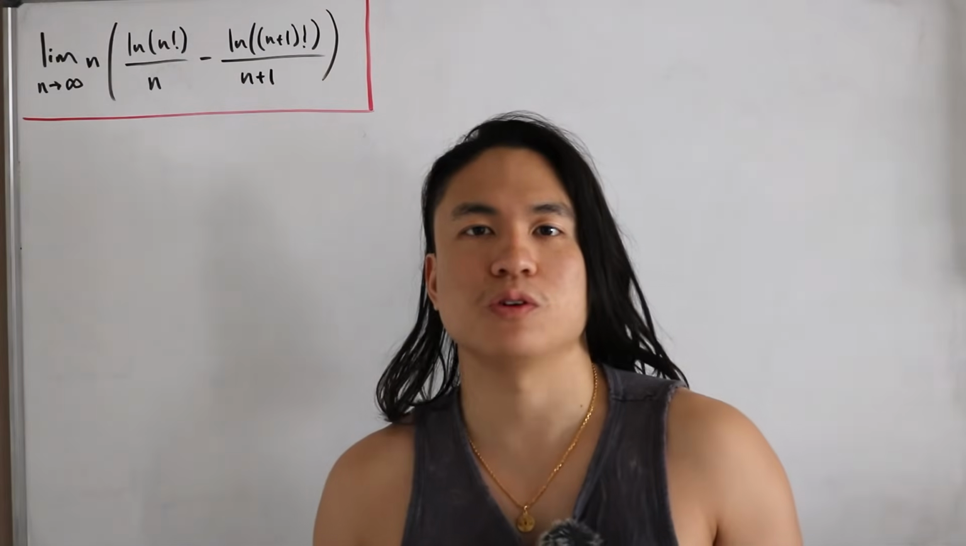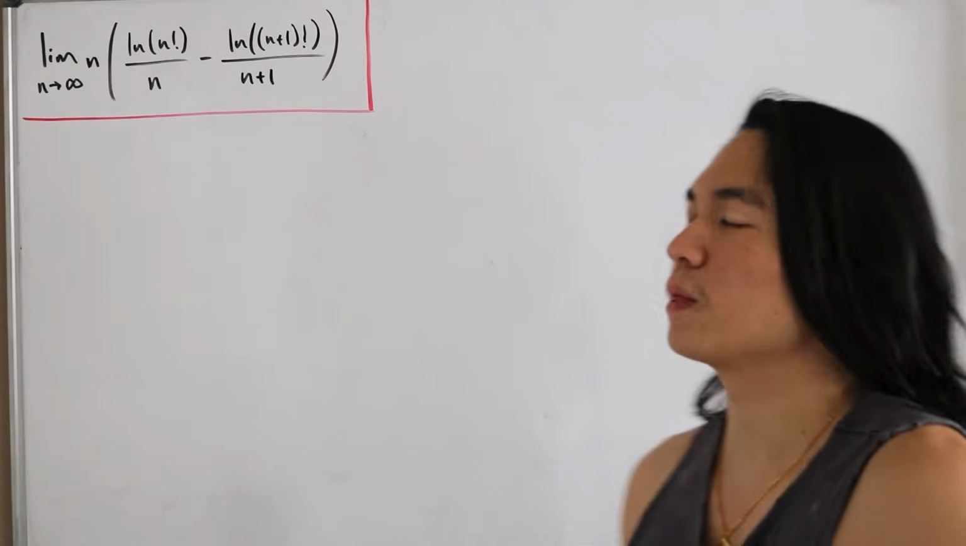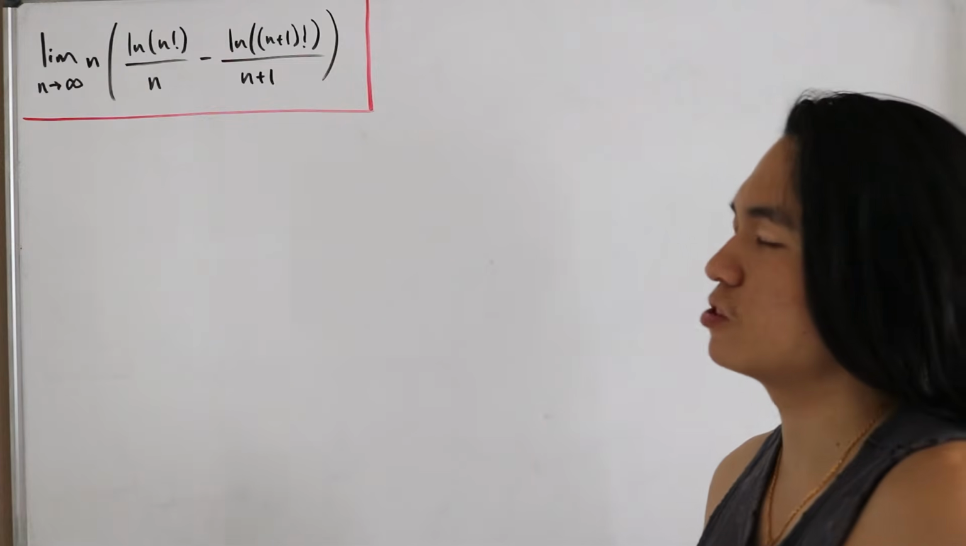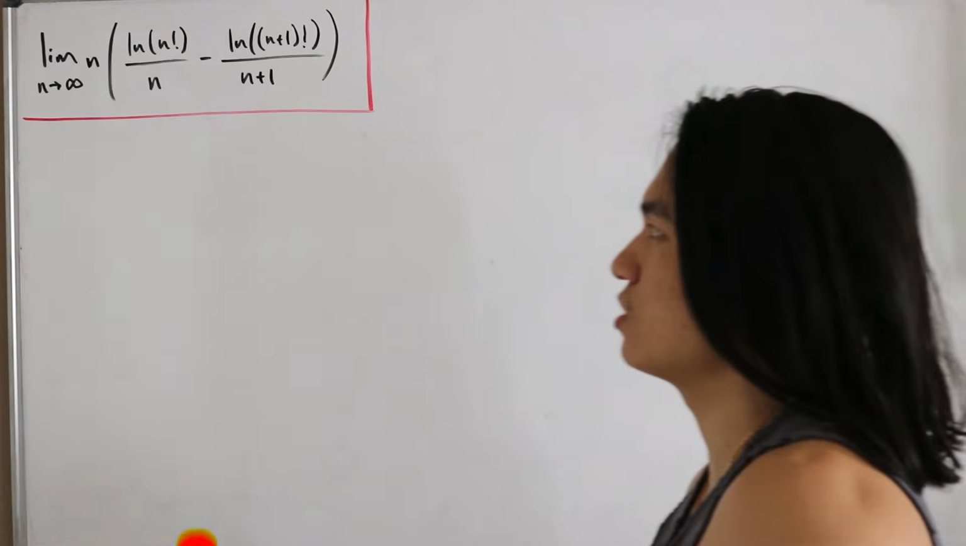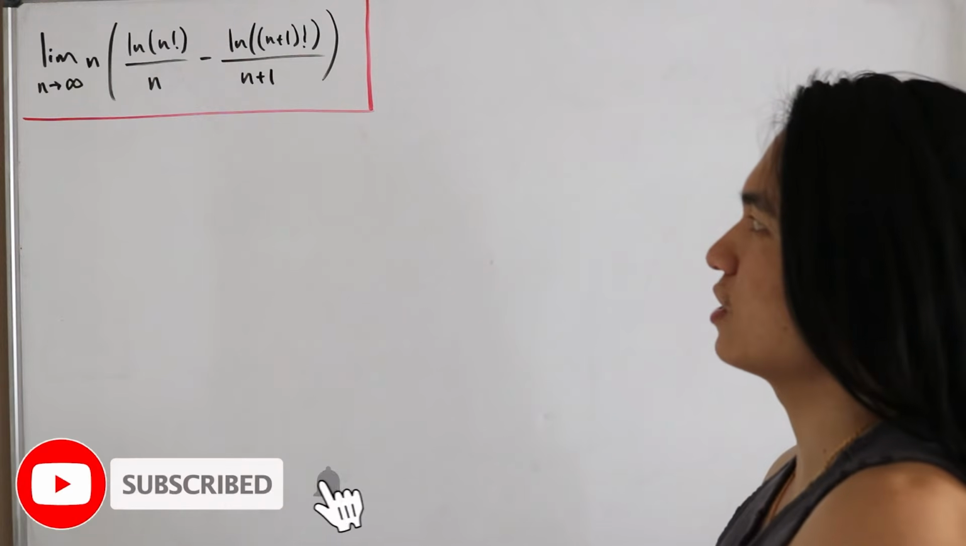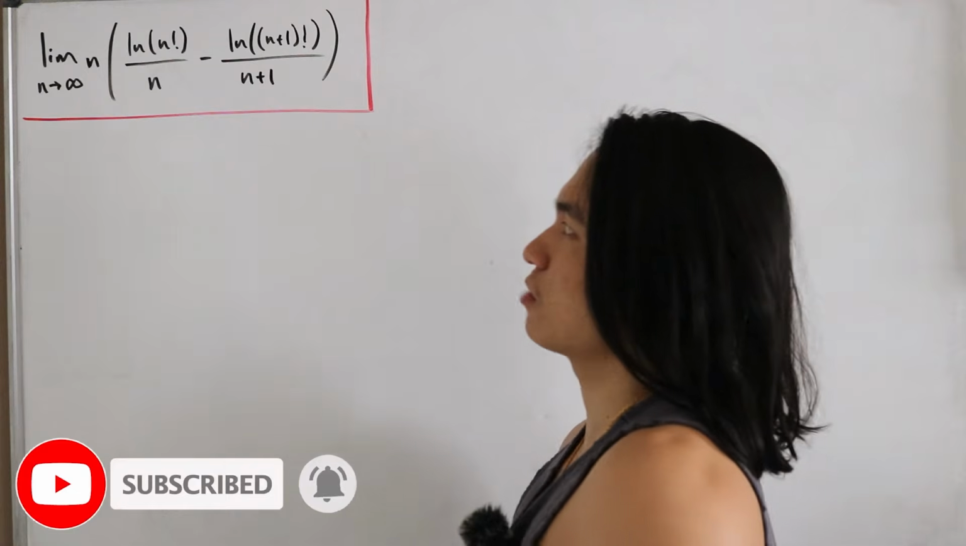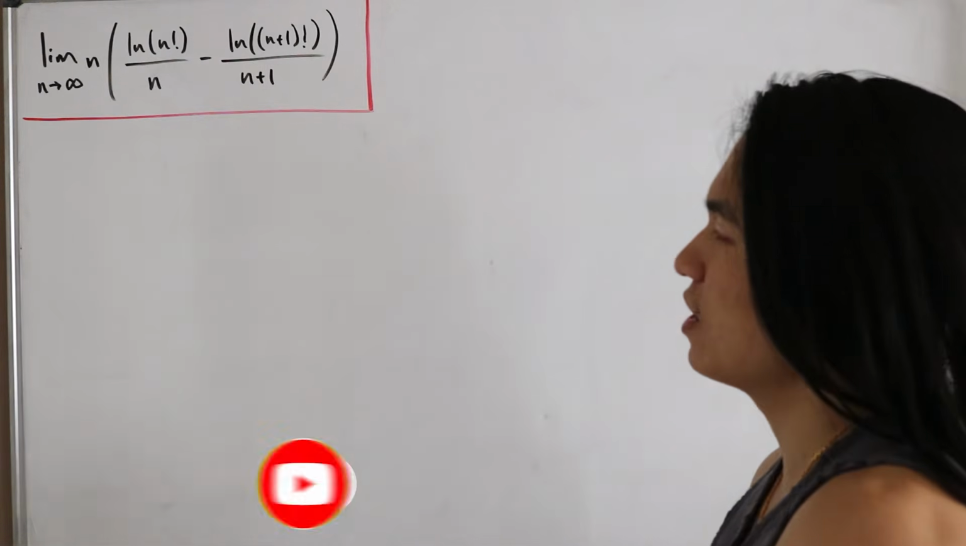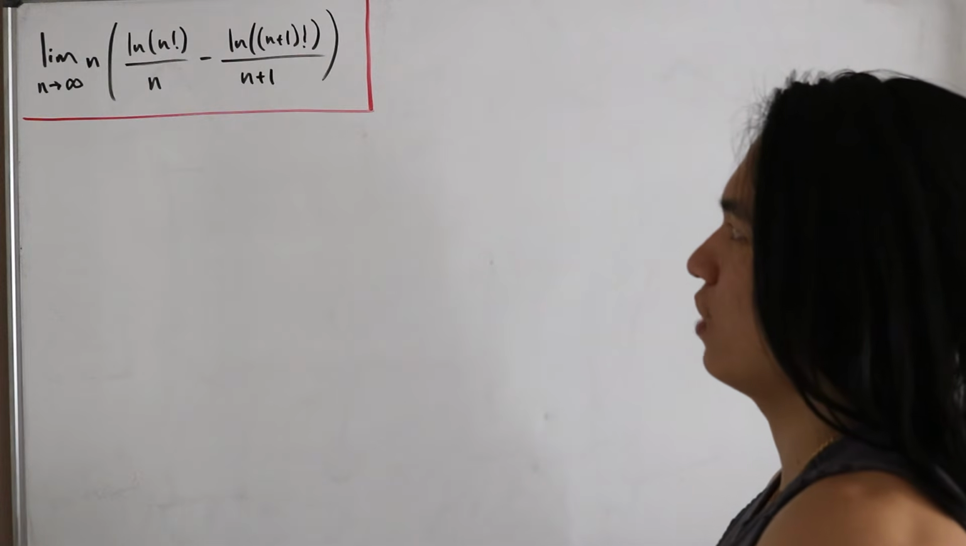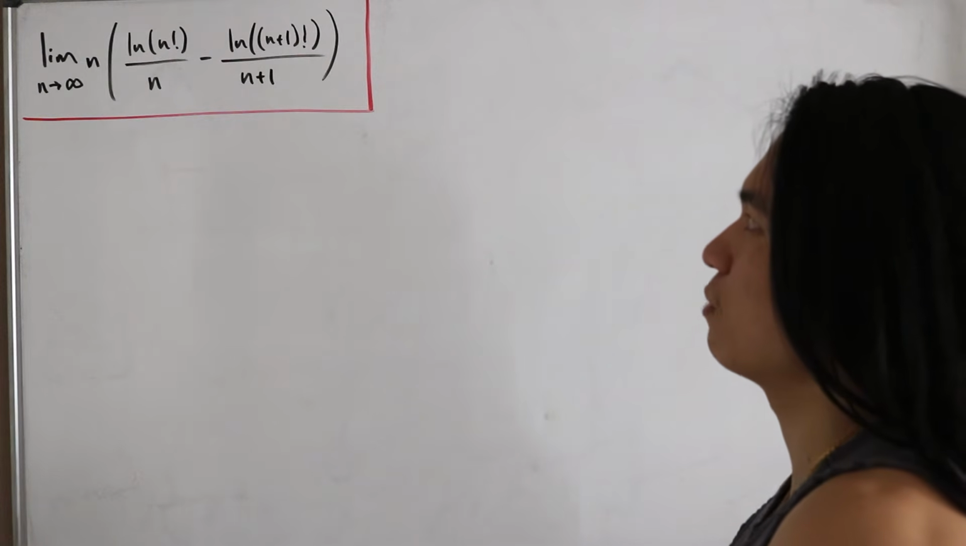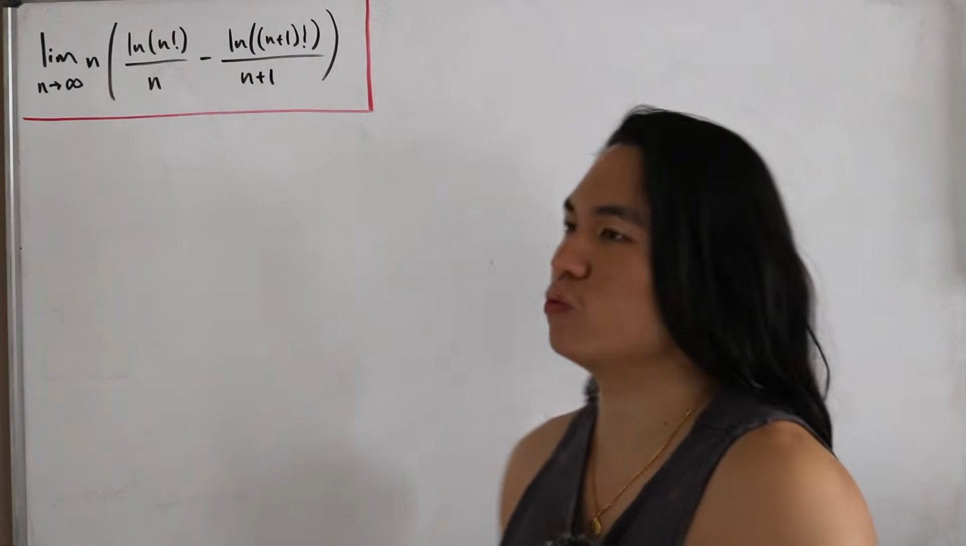Okay, so welcome back to another video. Here we have a limit that we want to evaluate. So we have the limit as n approaches infinity, and everything on the inside is going to be dealing with natural logs and factorials. So we have n times the natural log of n factorial divided by n, minus the natural log of (n plus 1) factorial divided by n plus 1.